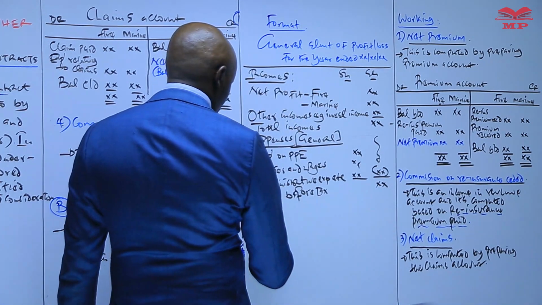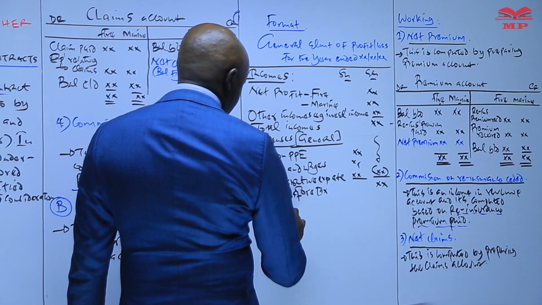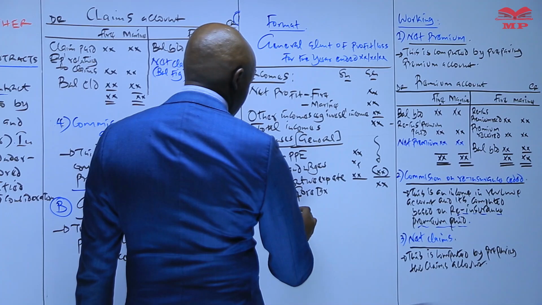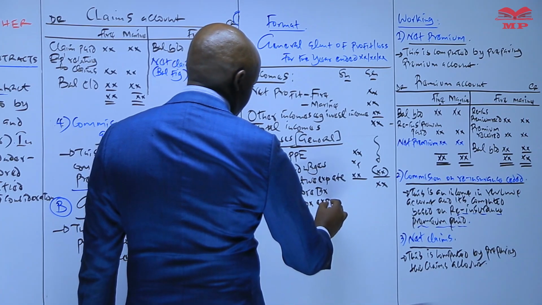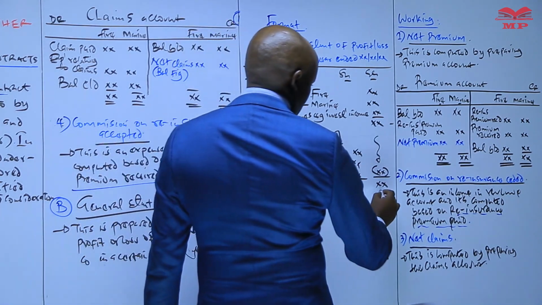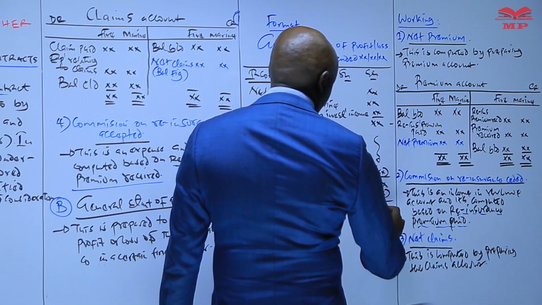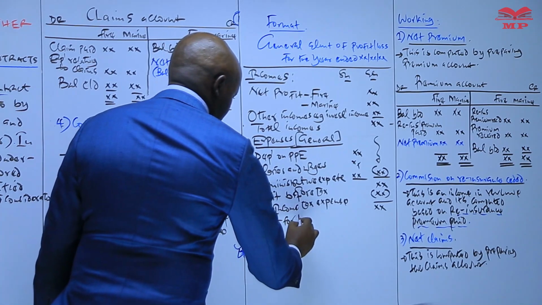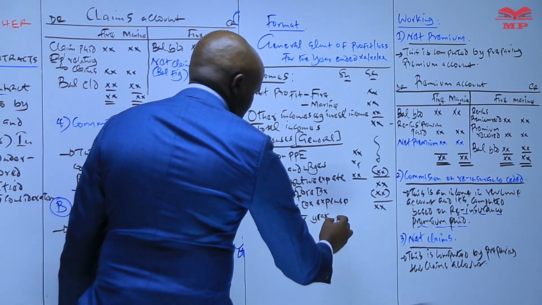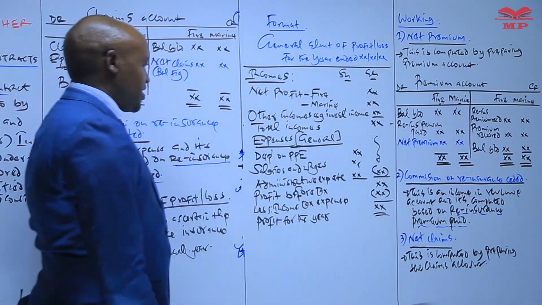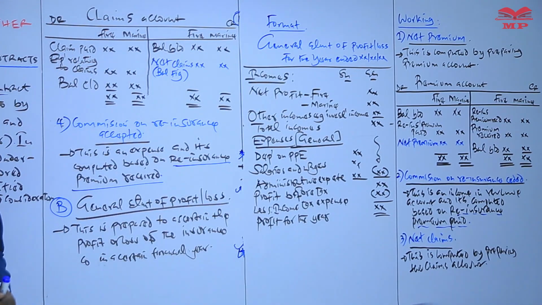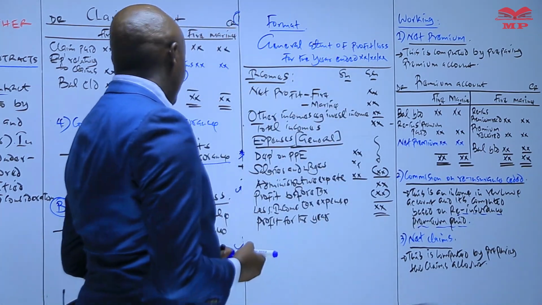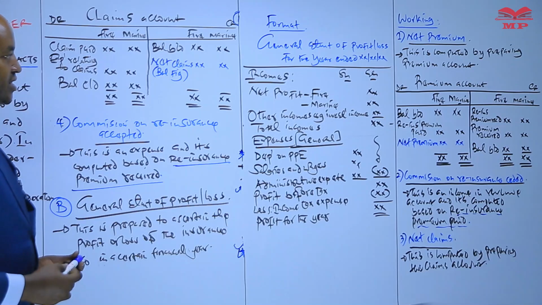Profit before tax, and then to this we deduct the income tax expense. And then we get the profit for the year. So generally, that's how the general statement of profit or loss is presented or prepared by insurance companies.